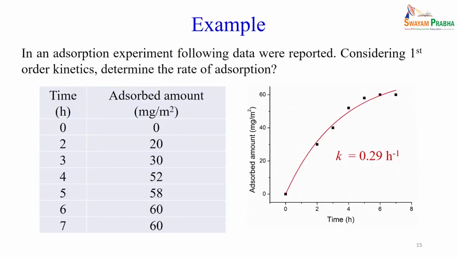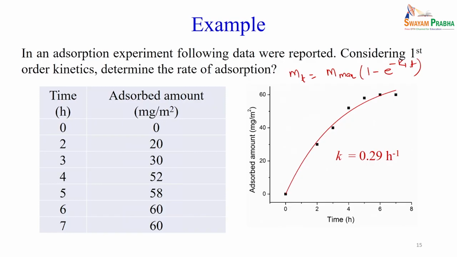Now, we can work out this example. Let us say this is time and this is the adsorbed mass. Let us consider first order kinetics. The black dots are the experimental data points. We can say m_t, the mass at time t, is equal to m_max times 1 minus e to the power minus k_1 t. We are considering the overall adsorption process as first order kinetics, as mentioned here.